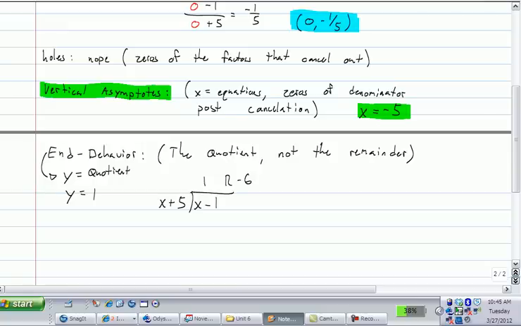I like Diana's question of, well, why? How can you just ignore the remainder? We'll touch on it some more later. But end behavior is y equals the quotient. So we have y equals 1. Now we're actually ready to sketch the graph.